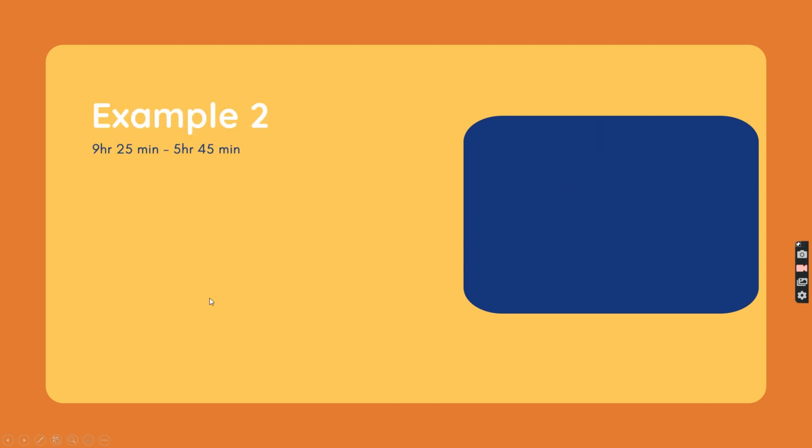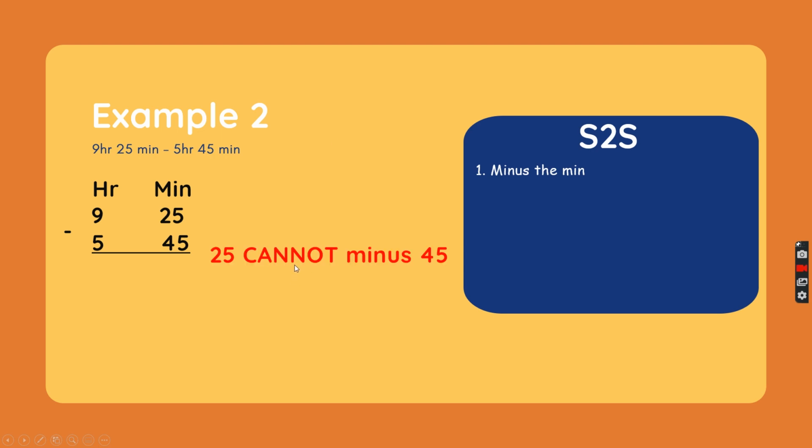Next, example 2: 9 hours 25 minutes minus 5 hours 45 minutes. S2S right over here. The first step is we're going to minus the minute. So rewrite it in column format. We have our hour here and our minute here: 9 hours 25 minutes minus 5 hours 45 minutes. We're going to focus on the minute right here. 5 minus 5 gives us 0, and 2 minus 4. Can we minus 2 minus 4? No, we cannot. We simply cannot.